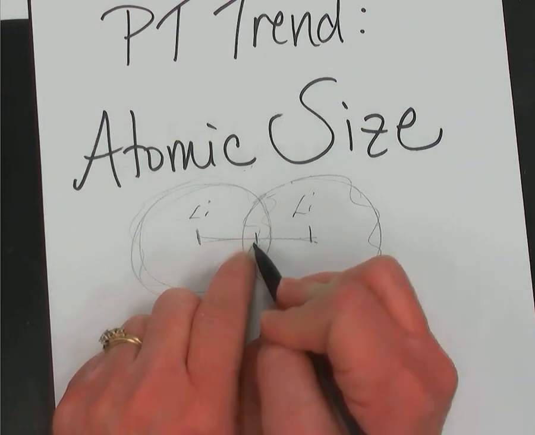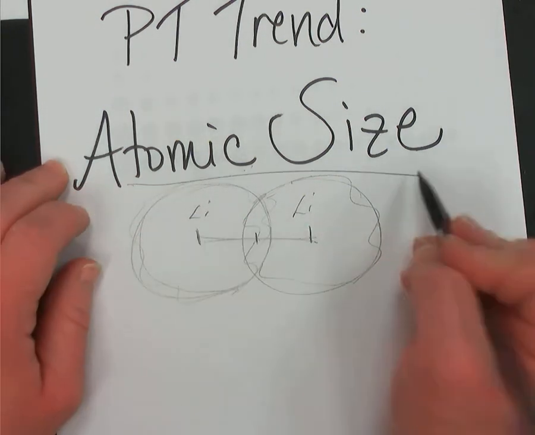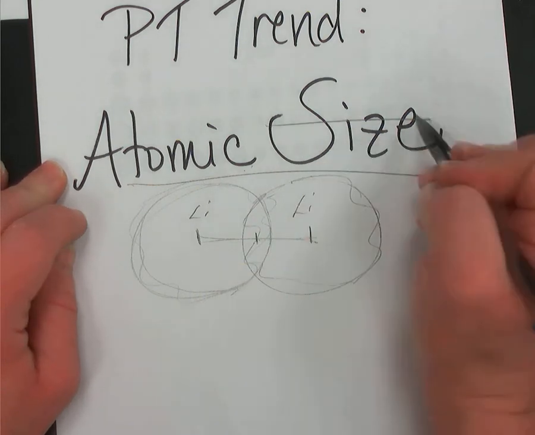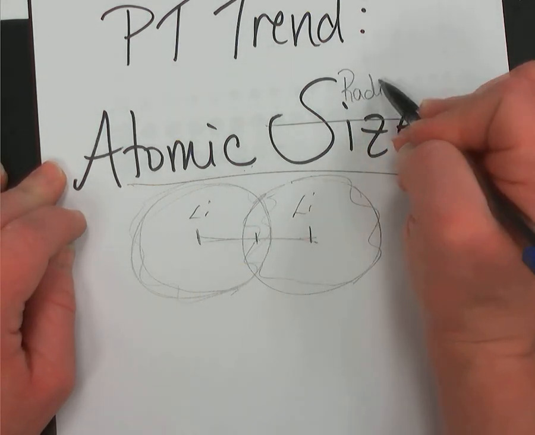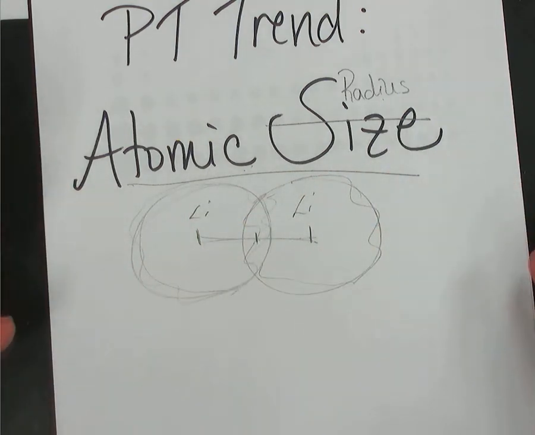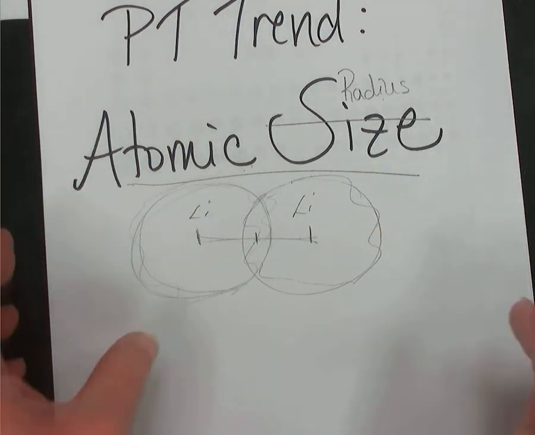But of course, when we talk about radius, we're talking about atomic size as we're comparing all radii. So usually, you'll see in your book that it talks about the trend being of atomic radius or atomic radii. Well, we get the idea of what we're talking about.